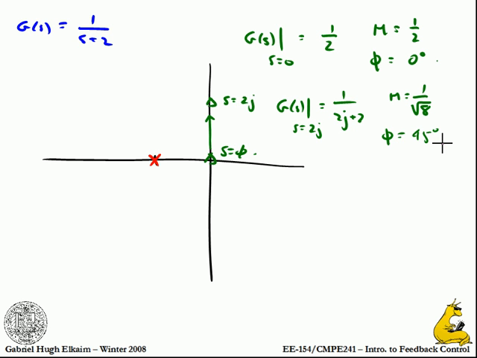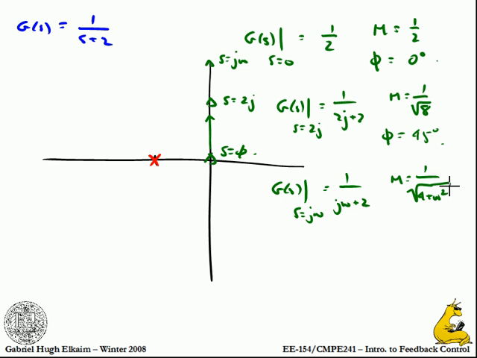Okay. Likewise, if I go here and just say s equals j omega, some point here, G of s evaluated at s equals j omega is going to be 1 over j omega plus 2. So the magnitude is going to be 1 over square root of 4 plus omega squared, and the phase is going to be arctan of omega over 2. Right? Everybody with me so far? Okay. So we've done that.